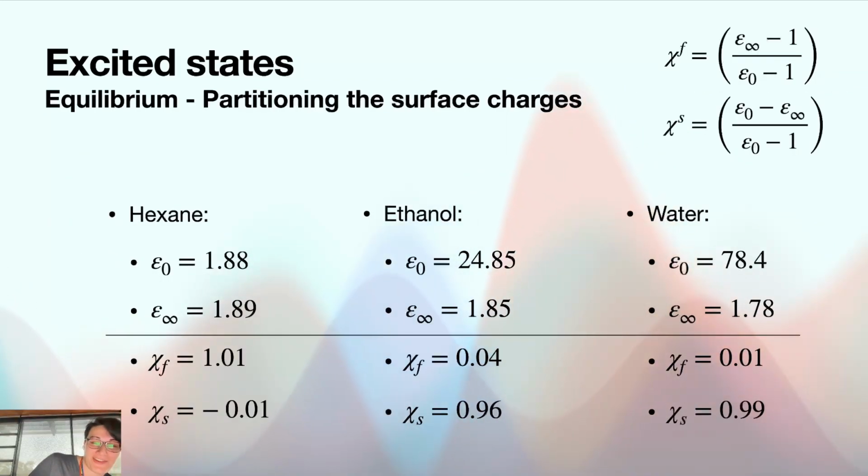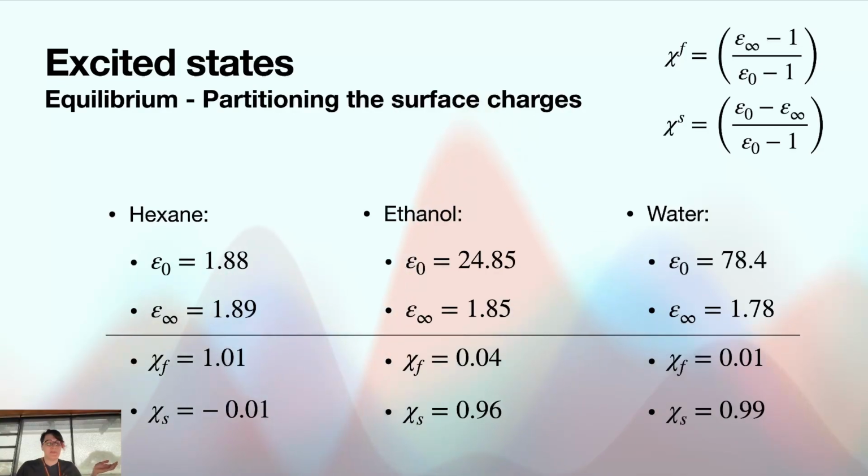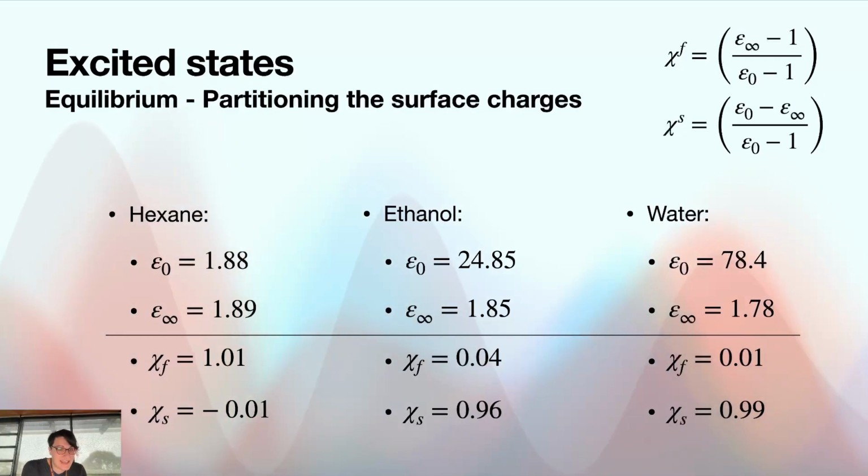To what Katya was saying though, here are some examples of some solvents. If we think about this for a minute, we can see what this actually means. Since all the solvents have a similar refractive index, low dielectric solvents will have a much greater fast component because they are dispersion-dominated species. So we can see in this case, hexane actually has a negative slow component.